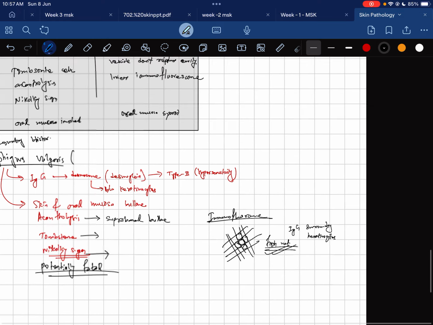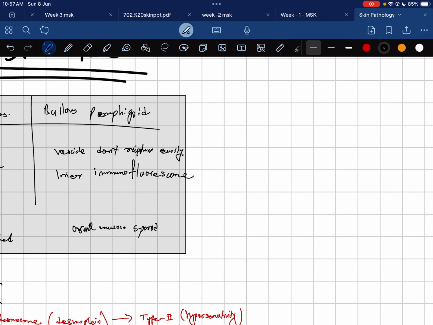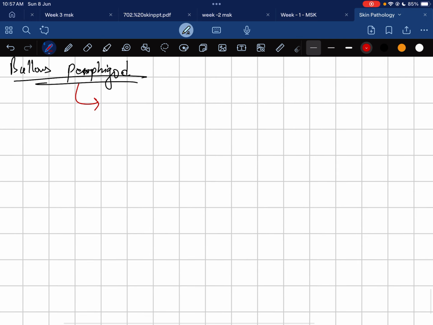Moving on to bullous pemphigoid. Bullous pemphigoid is similar to pemphigus. When we look at the causes of this disease, it is also an IgG-mediated attack, here on the hemidesmosomes.